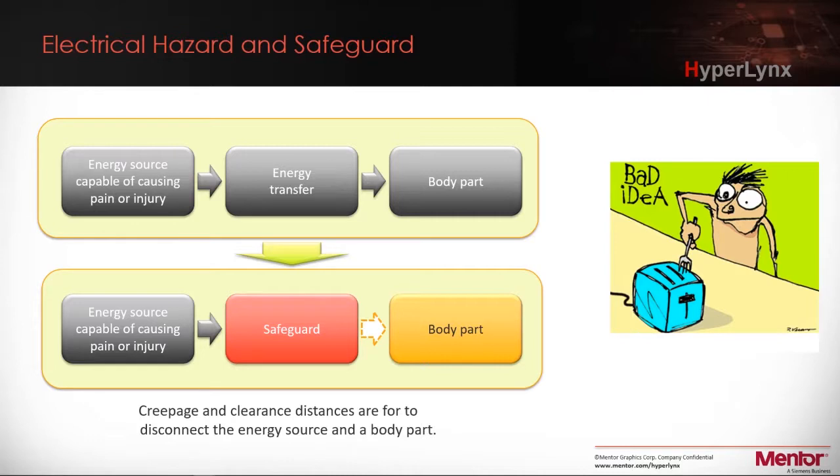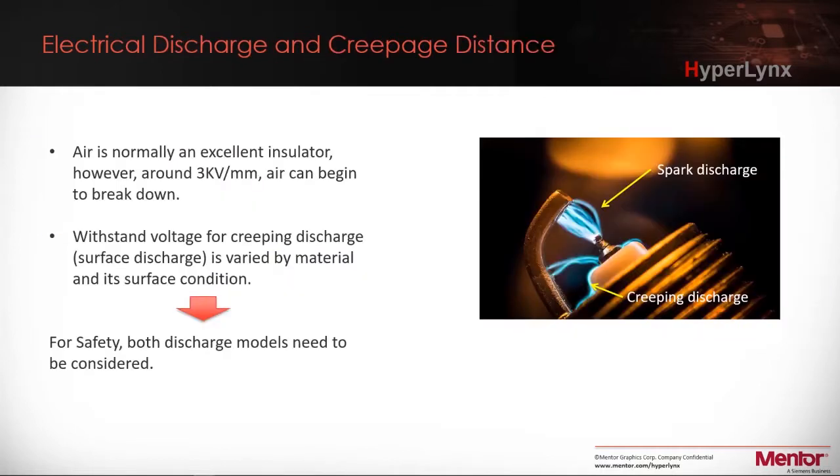Another example is that when you're taking an electrocardiogram, you will never expect high voltage at the sensor. The minimum creepage and clearance distances are those requirements in order to have that necessary distance to disconnect the energy source and isolation. Dielectric material, for example, air, glass, or plastic, these are normally excellent insulators. However, they will break down at a certain voltage. Creepage discharge is also known as tracking. Creepage discharge is the flow of current along the surface of the insulation. So for safety, we need to consider both of these models.